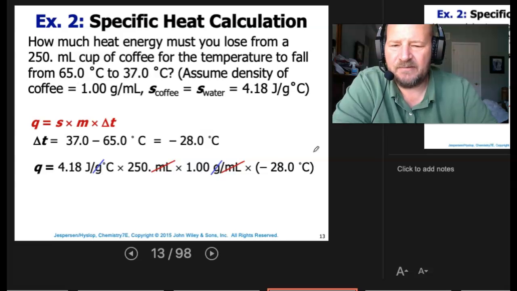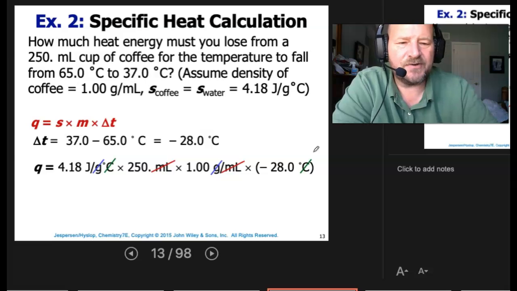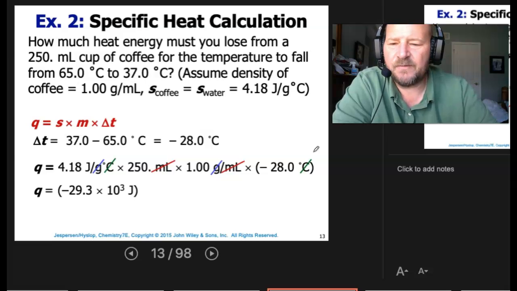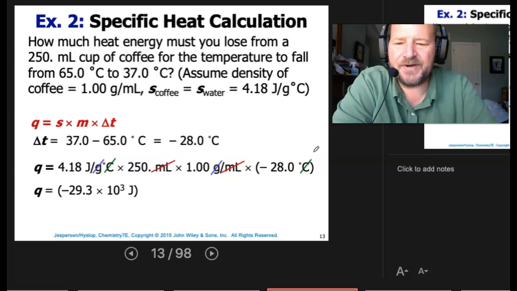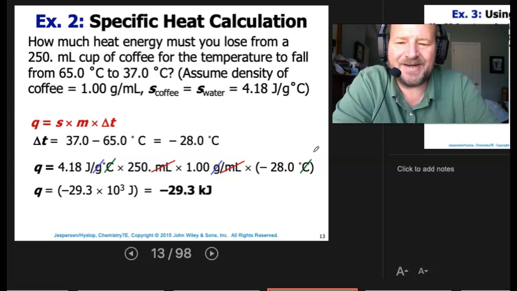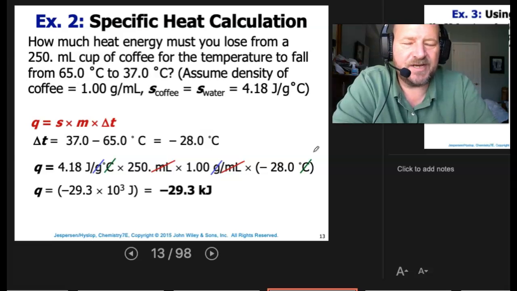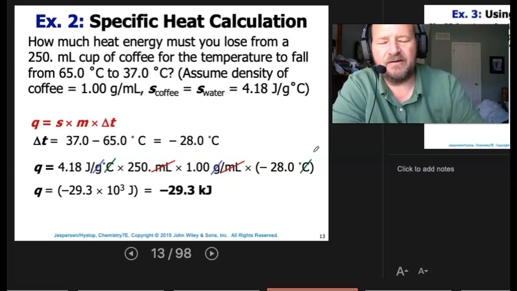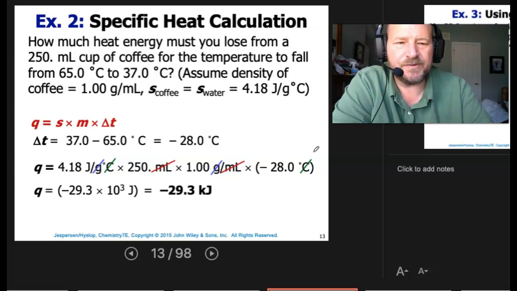Grams here will cancel out. Degrees C will cancel out. Our answer then will be in joules, and it works out to be negative 29.3 times 10 to the third joules. Now what's that mean? Well, that means that Q is equal to negative 29.3 kilojoules. And that should make sense. The coffee is cooling down, and so it's going to be releasing 29.3 kilojoules of heat.